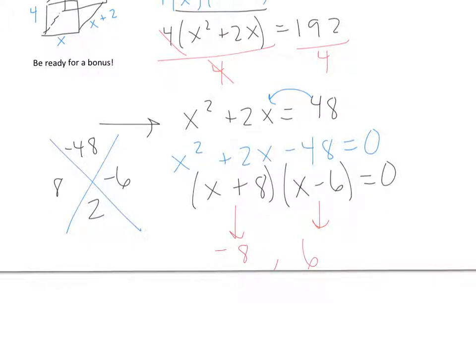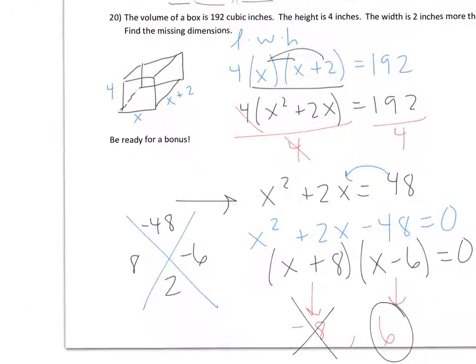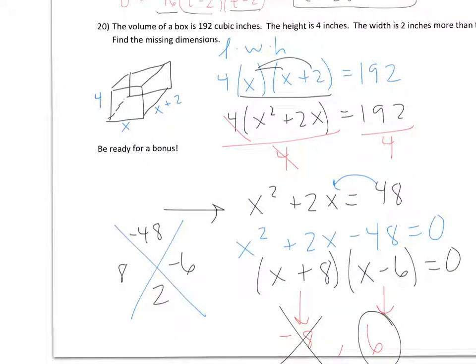If I needed a dimension, or some type of length for a box, which one doesn't make sense? The negative 8 doesn't make sense because we can't have a negative distance, so 6 will work. So if x is 6, let me go back up to our box here, that's our length, so that's 6. What's then 6 plus 2? Well, that's going to be 8. So the dimensions of my box are 4, 6, and 8.